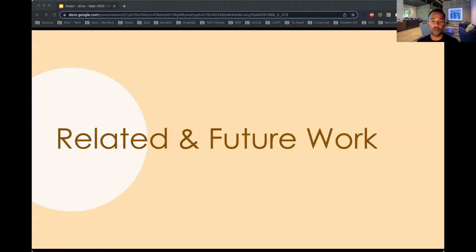Due to the success of Hodor in saving multiple production issues at LinkedIn, like Salil and Abhishek mentioned before, there is widespread interest across LinkedIn in leveraging the signals from Hodor. I'll go through some of the related and future work in this area.